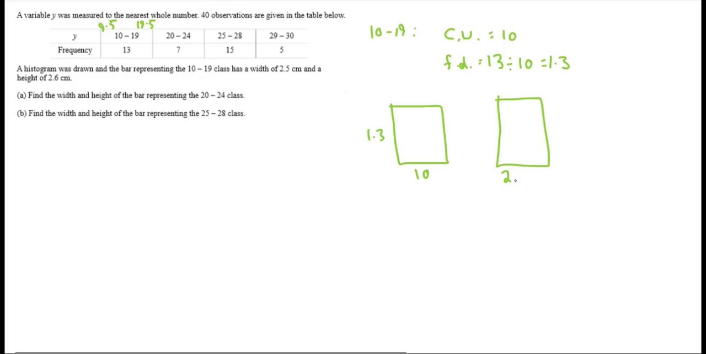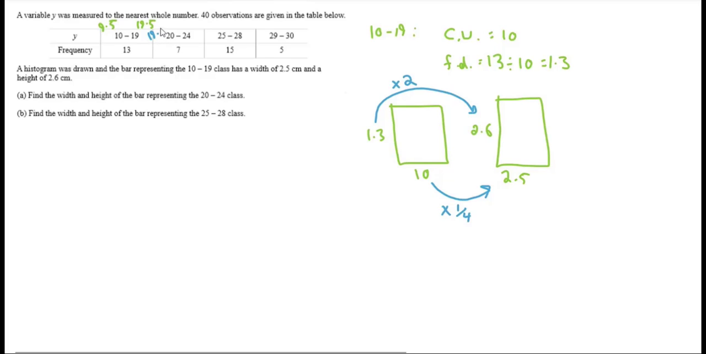a 2.5 and a 2.6. We, from this, can work out what scale factors have been used for each. It's not going to be the same scale factor, they're going to have changed at different proportions, so we need to do them one at a time. For the width, this has been times by a quarter, or divided by 4. Whereas for the heights, for the frequency density, that has been times by 2 to get what it looks like on the actual diagram.